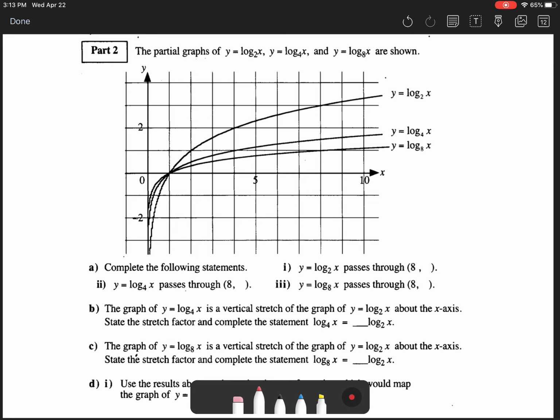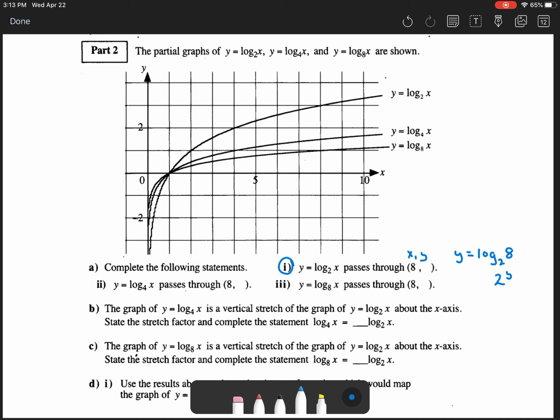It says, the partial graphs of log base 2 of x, log base 4 of x, and log base 8 of x are shown. And again, they show them to us on the grid. What you'll notice is that the larger the base, 8 compared to 4 compared to 2, the closer it is to the x-axis. So it says complete the following statements, and this is part A. Log base 2 of x passes through the point 8 comma what? Remember, this is an x. They are looking for the y value.